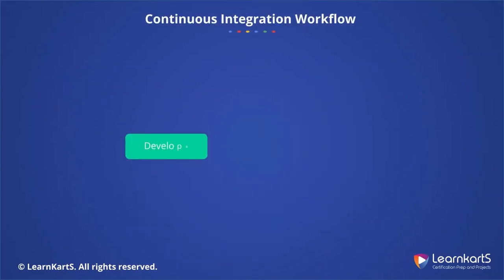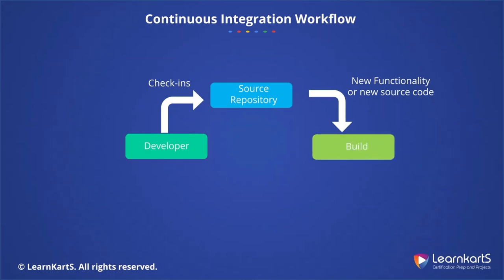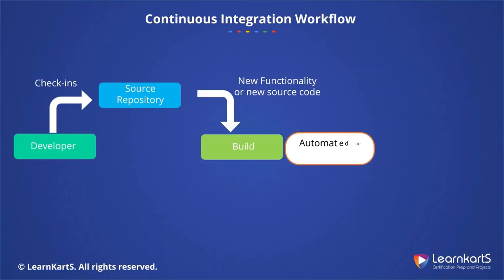The developer starts by checking in to the source code repository. They perform the changes and make the commits. After that, if there is new functionality or new source code being built, it will immediately go and see what the build is, so the build execution will happen. If it's automated, that's fine. If it's manual, then you have to trigger the build.